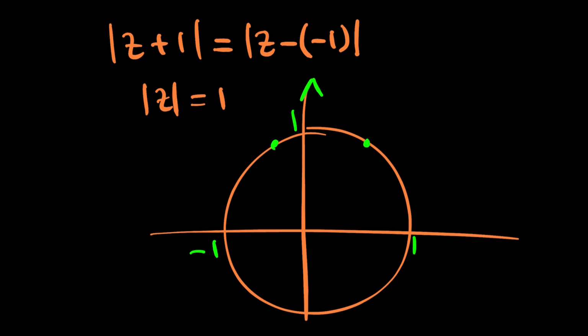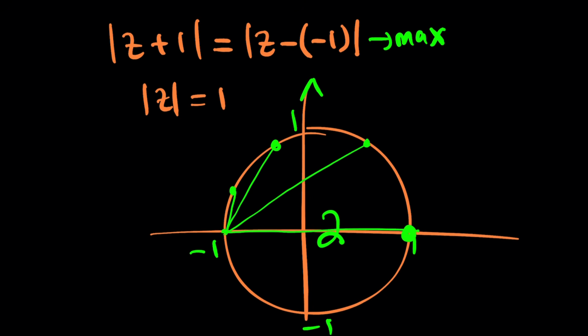Great. Now, what are we going to do? Here's what we're trying to do. We want the distance between z, which is any point on this circle, and -1 to be maximized. So if your z is here, the distance between this and -1 is going to be here. If your z is here, the distance is going to look like this. Notice that you're getting farther away. When my number is right here, it's going to be the farthest away, and that's going to be exactly 2 units because this is a unit circle.